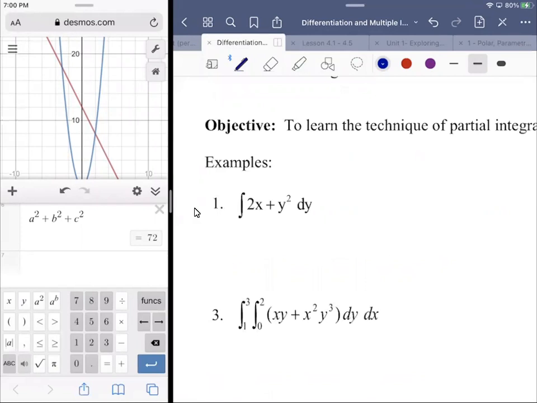It's very easy to start, and it is all dependent on whatever the variable of integration is, right? So in this case, we're looking at the variable of integration being y, so we're going to hold x constant. All right, so x is treated as some sort of constant.